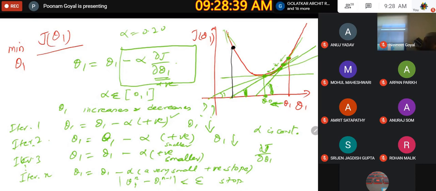So if I now draw a tangent at this point, this becomes an obtuse angle, right? So what happens to the slope? This is my, say, θ1 now. Or you can call it θ1 0.